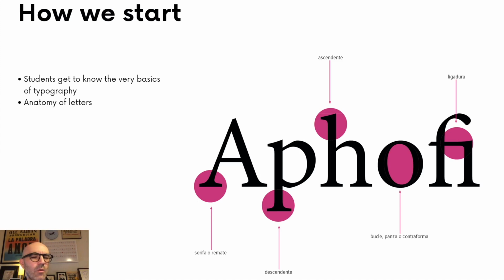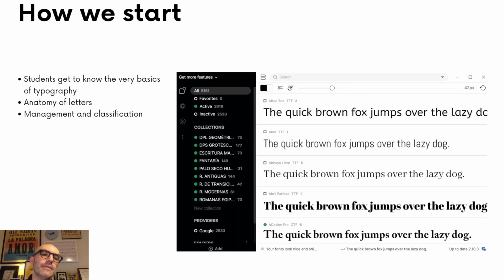Right, so how did we do it, how did we start? First of all, the students get to know the very basics of typography. Of course, they start with the anatomy of letters, then they learn how deep and complex this topic may be, and they learn how to identify fonts and then to classify them, right? They get into classification. We work with the ATypI classification or the one they consider, right? And they jump into classifying typefaces.